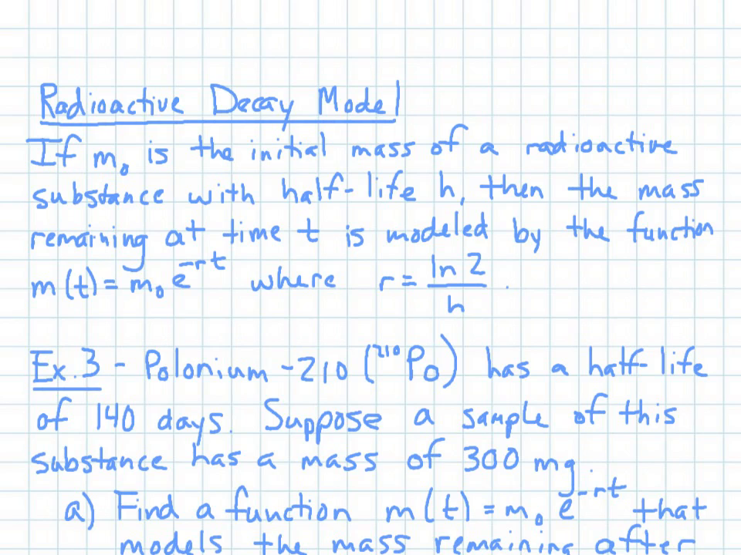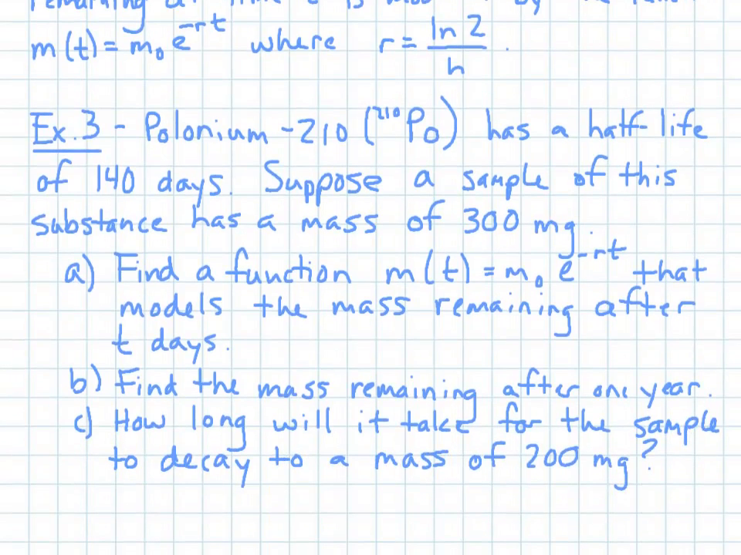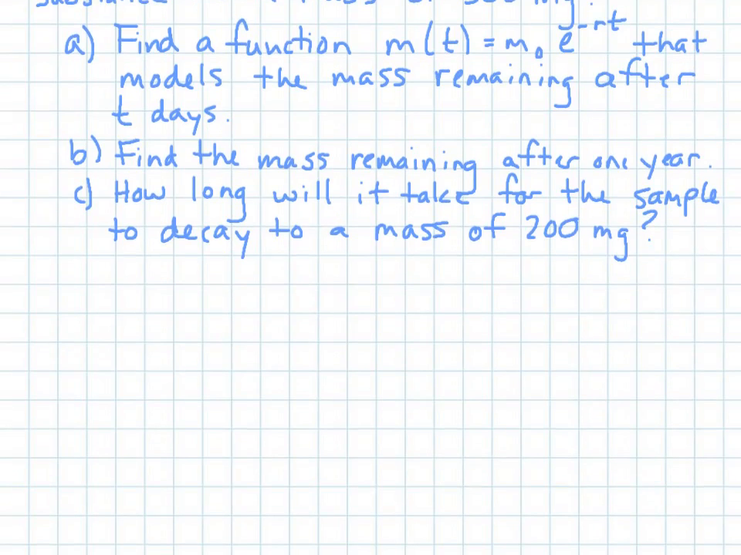So for example, we're talking about polonium-210, and there's the abbreviation for it. It has a half-life of 140 days. Suppose a sample of this substance has a mass of 300 milligrams. Letter A wants us to find the function using the general model. Letter B wants us to find the mass remaining after 1 year. And then letter C wants to know how long it will take for the sample to decay to a mass of 200 milligrams.